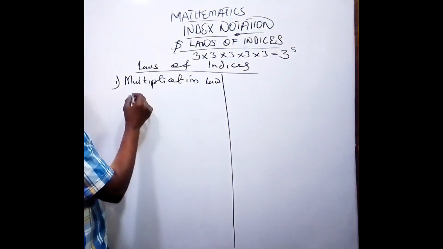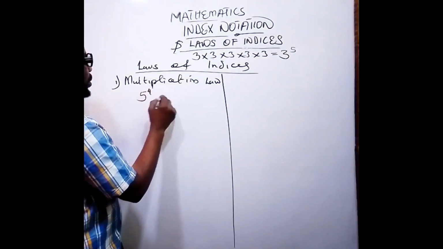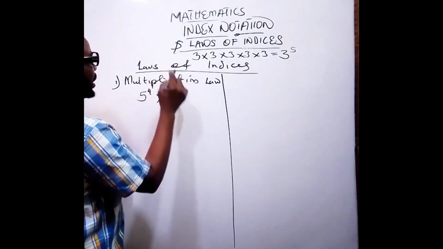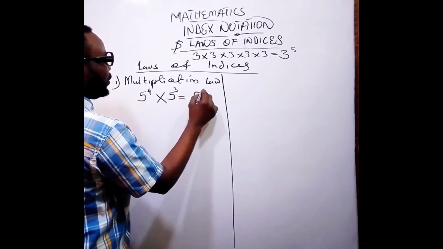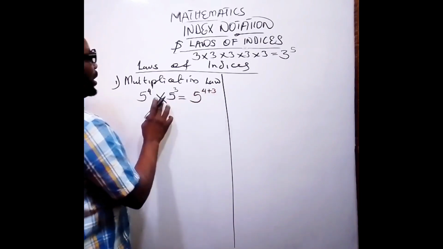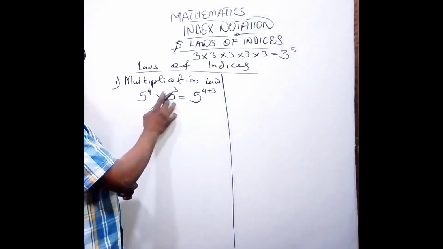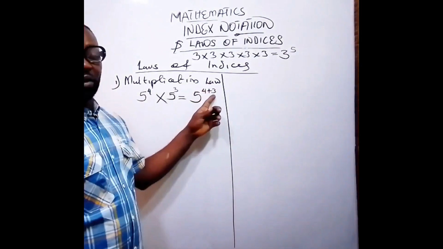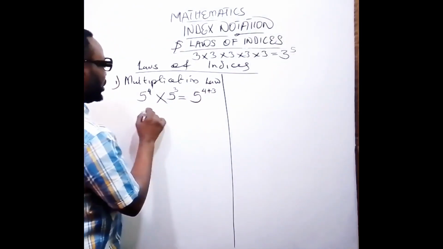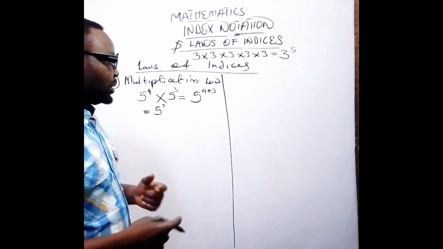Check this out. If you have 5 raised to the power of 4 multiplied by 5 raised to the power of 3, this will be equal to 5 raised to the power of 4 plus 3. Whenever you see this multiplication with two same values like this, what you do for their powers is you add them together. This one will become 5 raised to the power of 7.